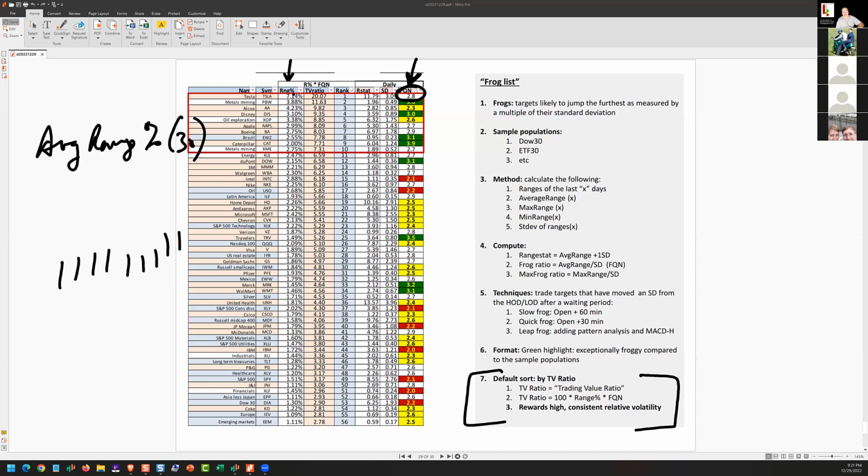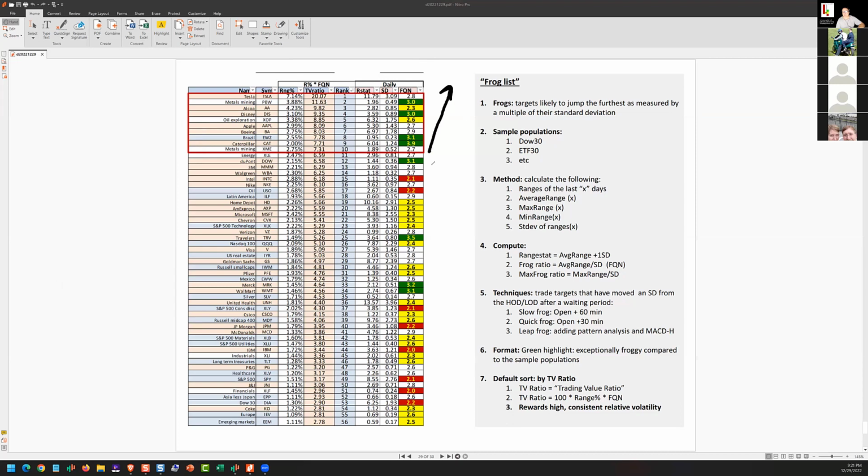Whereas you could get a large average if you had some huge days and some small days and a large day and some small days. That would drive your standard deviation high, which would drive your frog quality number low. So as frog quality number goes up, you are getting a more consistent number tightly clustered around the average.